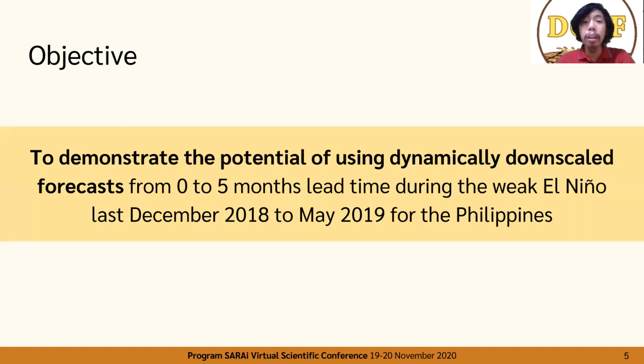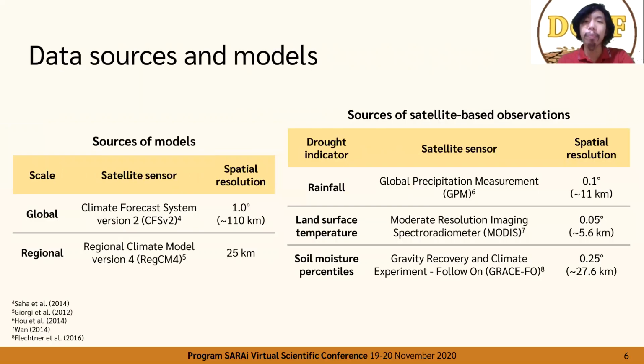Hence, in this study, we demonstrate the potential of using dynamically downscaled forecasts from 0 to 5 months lead time by evaluating their performance during the weak El Nino last December 2018 to May 2019 for the Philippines. We investigate the forecasts for 3 drought indicators, namely rainfall, land surface temperature, and surface soil moisture.